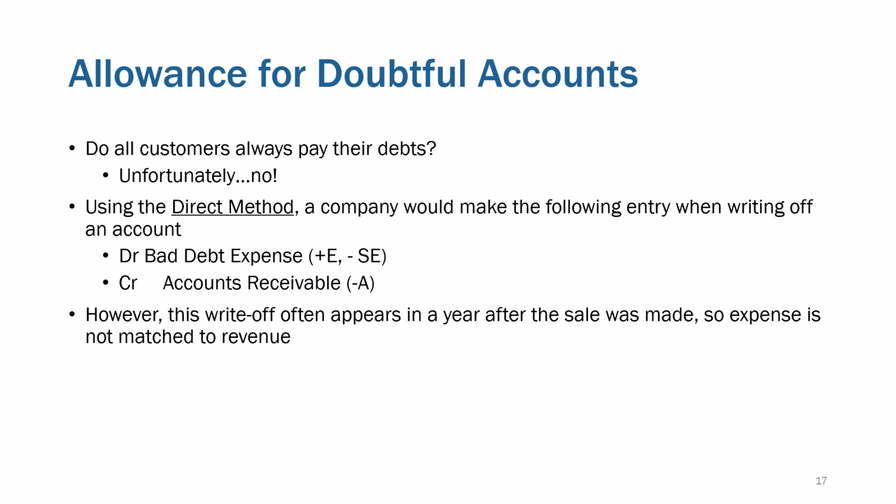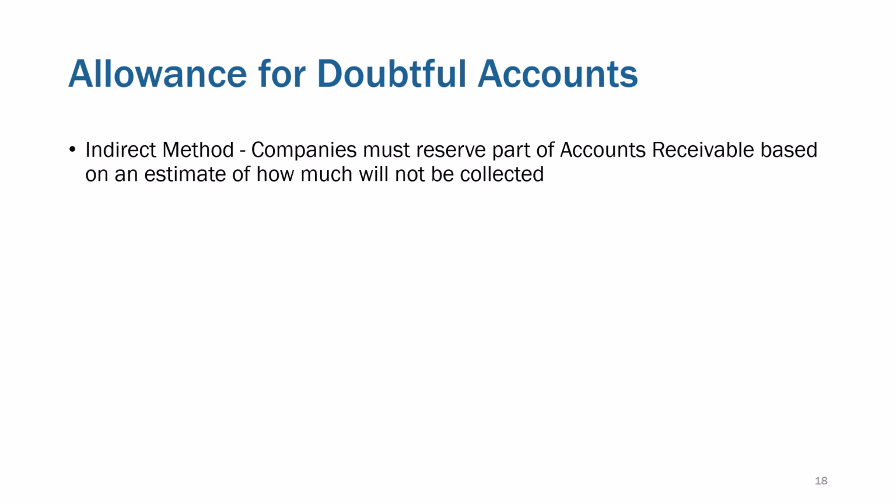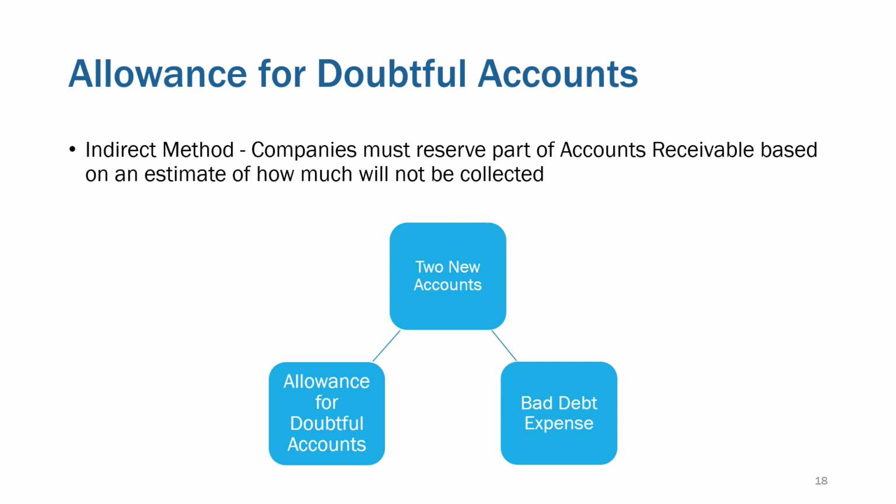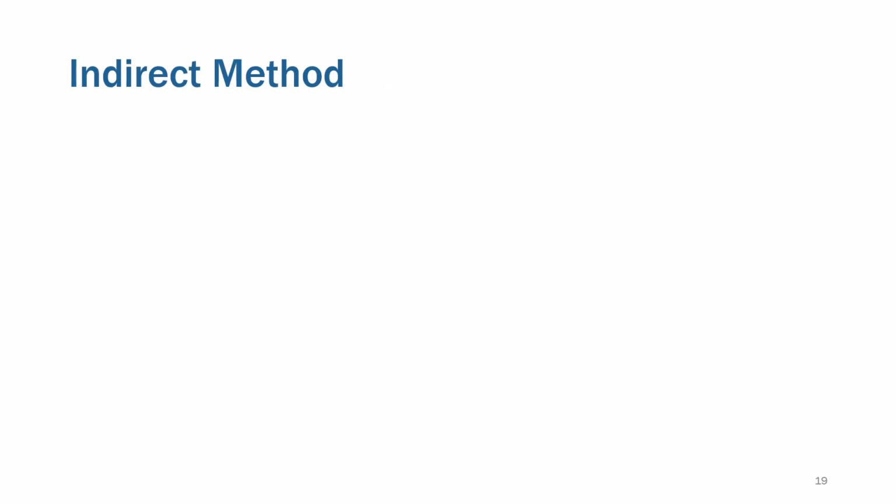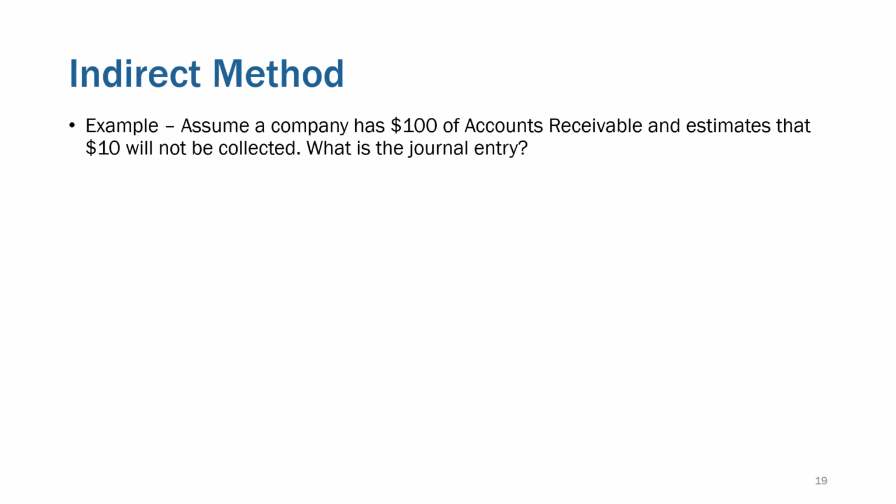This one would then happen in the year after the sale was made, so the expense would not be matched to revenue. So this method is generally not used, and instead companies will use the indirect method, which means they don't wait until they know which account is uncollectible to record some bad debts, but rather estimate it. All right, so we might say that they reserve part of their accounts receivable based on how much they don't think they are going to collect. And in doing so, we are going to create two new accounts, the allowance for doubtful accounts and the bad debt expense.